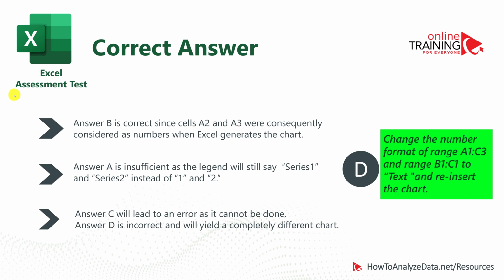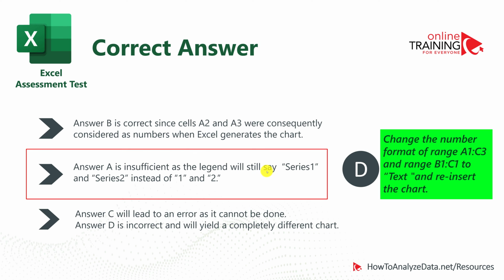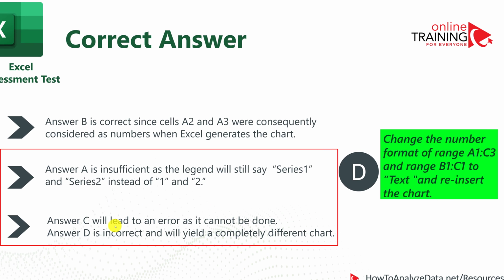You need to change the number format of the ranges A1 through C3 and ranges B1 through C1 to text and reinsert the chart. Answer A is insufficient, as the legend will still say Series 1 and Series 2 instead of 1 and 2. Answer C will lead you to an error and cannot be done. And answer D is incorrect and will yield a completely different chart. So hopefully you've got this one right.